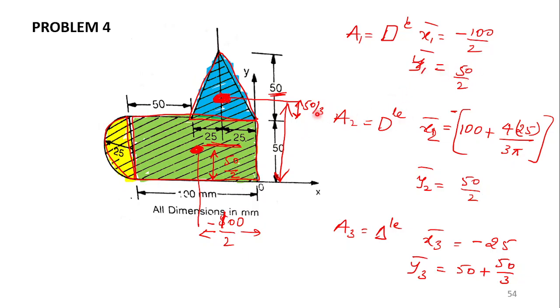Then you have the semicircular portion for the A2. So where is it located? Its centroid is going to be located somewhere here, and this distance is going to be 4r by 3 pi. So from here it is located at a distance of 4r by 3 pi. That part we know, but my reference axis is here, so I need to find out this distance in between. So I need to do 100 plus 4r divided by 3 pi. And y2 bar is going to be r by 2. Sorry, the diameter divided by 2, which is 25.